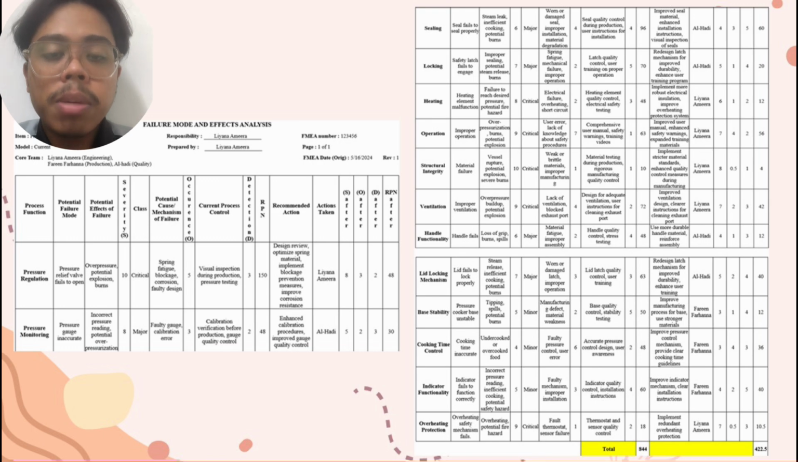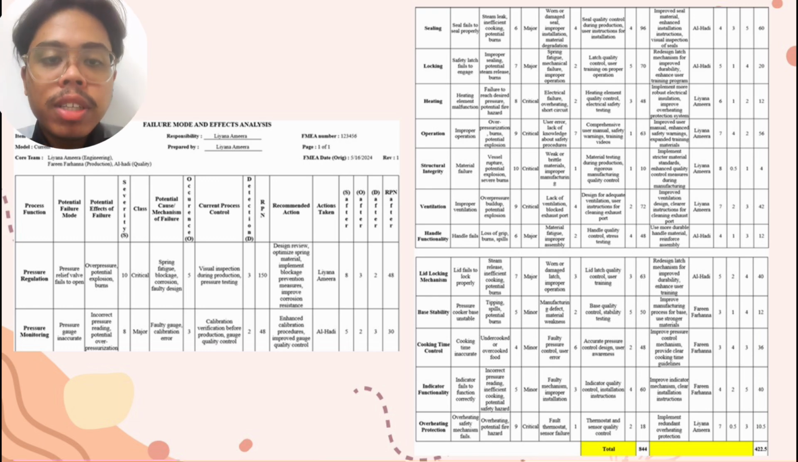Today I will explain about FMEA, which is the failure mode and effects analysis table. The failure mode and effects analysis, which is FMEA, for the pressure cooker is a detailed assessment aimed to identify potential failure modes and mitigate the associated risk to enhance the device's safety and reliability.